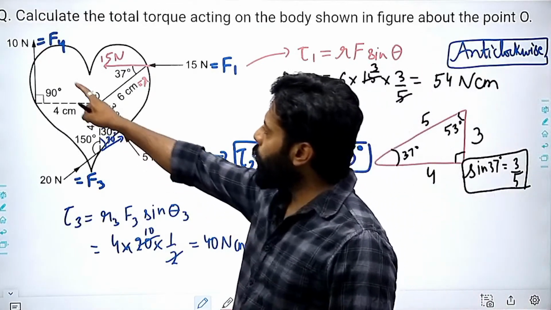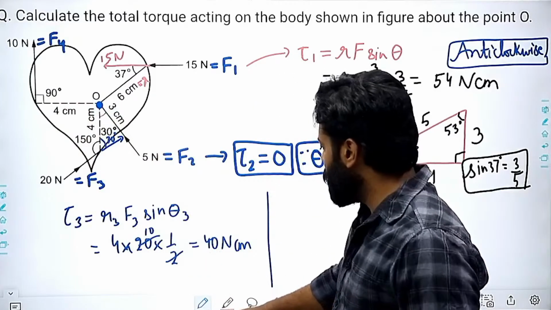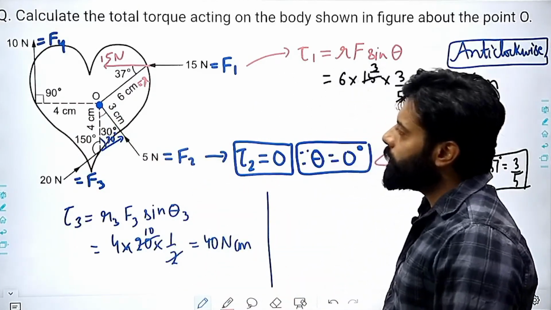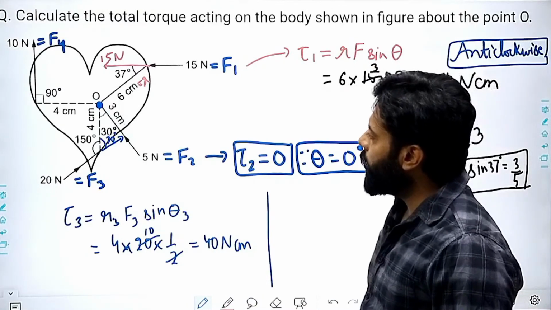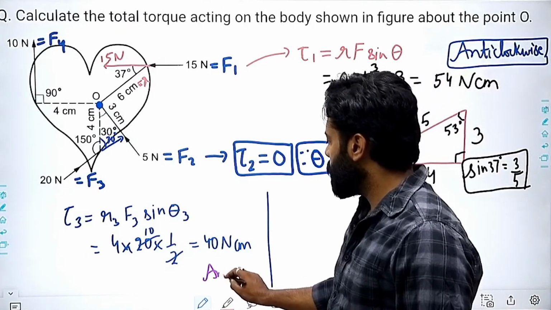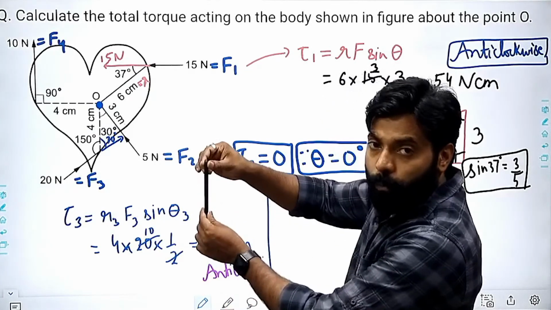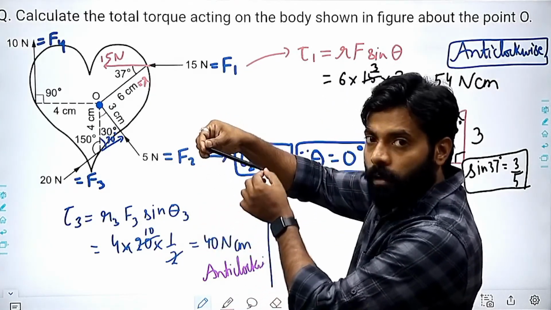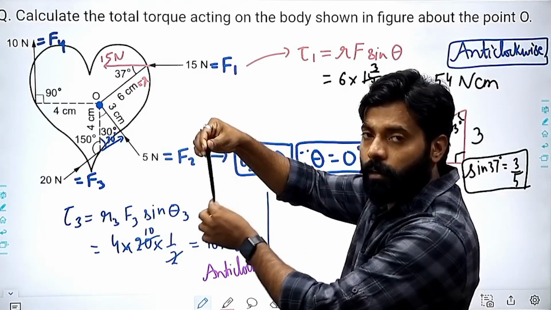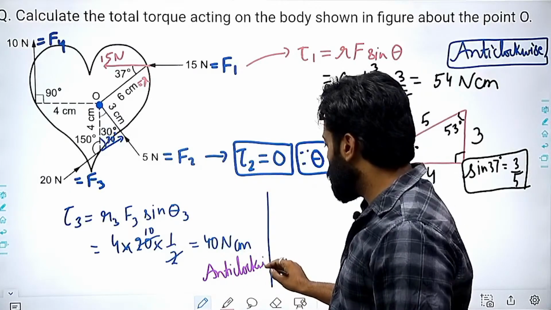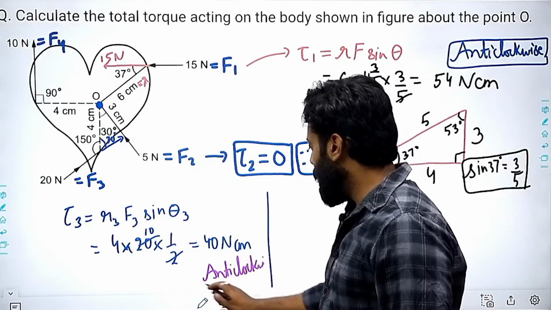And which type of rotation is this providing? This is providing anti-clockwise rotation, right? If you are applying force here, this is moving in the anti-clockwise direction. So this torque is in the anti-clockwise direction.